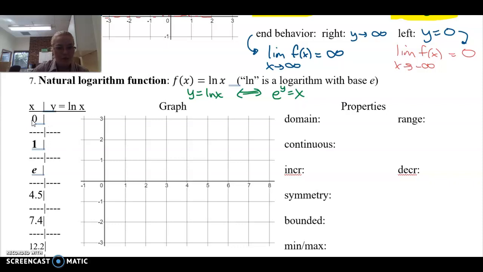So if you were to plug 0 into the natural log function, that's like saying, e to the what will give you 0? As we just saw in our previous example, there is no value. This is undefined. 0 is not in the domain of the natural log function. How about 1? E to the what will equal 1? Well, e to the 0 will give you 1. So when x is 1, y is 0. How about e? E to the what will give you e?